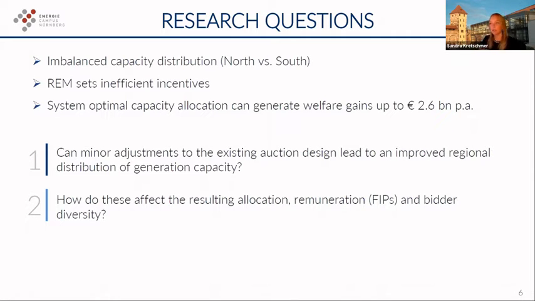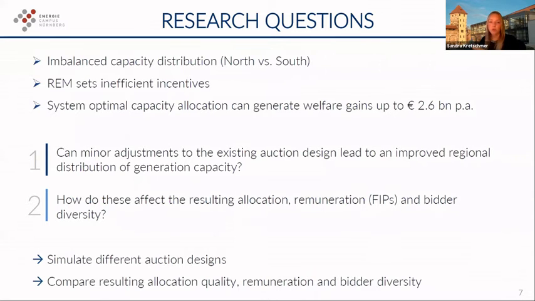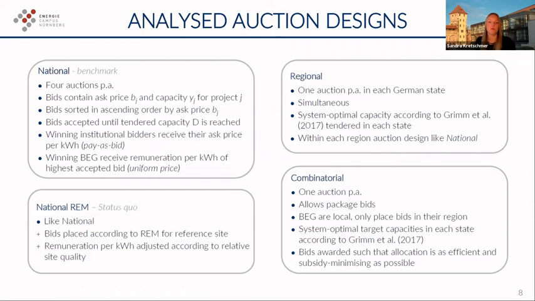and bidder diversity, which basically means the share of citizen cooperatives that are awarded a wind plant project in the auction. And we do this by simulating 4 different auction designs, which I will show you on the next slide, and comparing the results of these different auction designs with regard to allocation quality, remuneration, and bidder diversity. Okay, so here you can see the 4 auction designs that we analyzed.